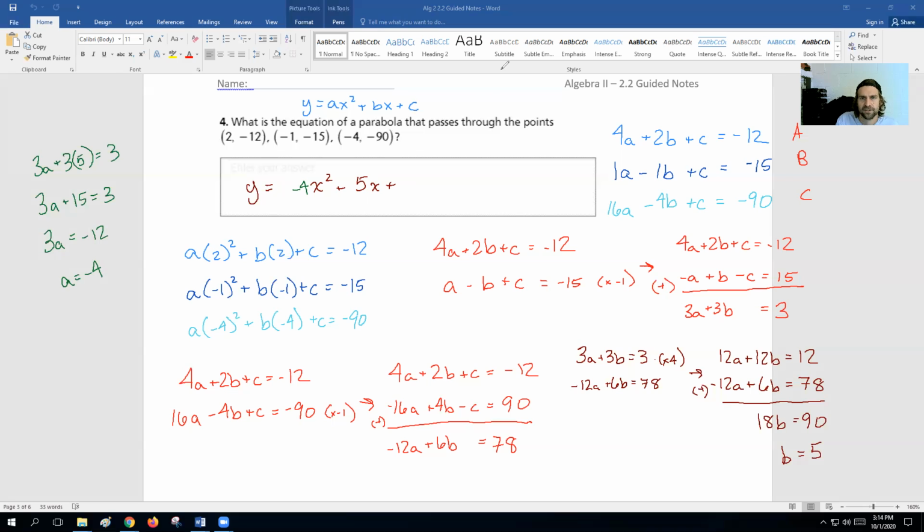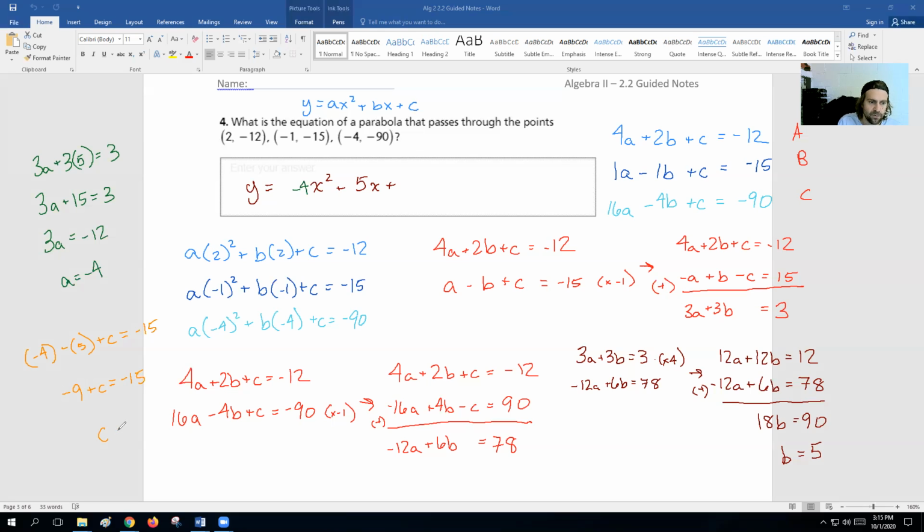Now we just need to figure out what c is. We're going to go ahead and take any one that we have. I like this one right in the middle. That one's pretty easy. So we have 1a, so that's negative 4, minus 1b, which is 5, plus 1c equals negative 15. So we got negative 4 minus 5, that's negative 9, plus c equals negative 15.